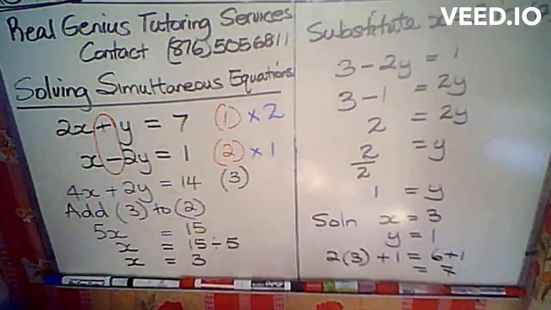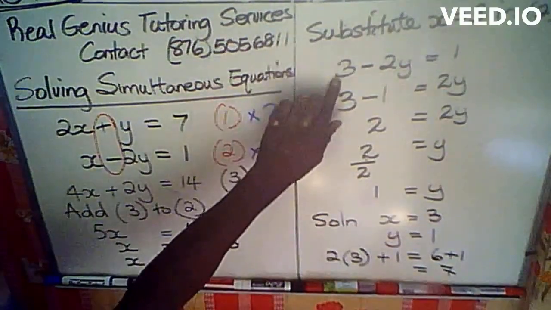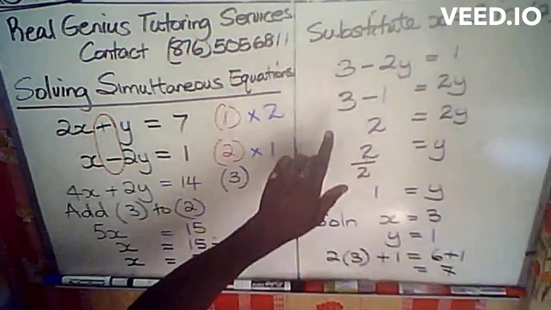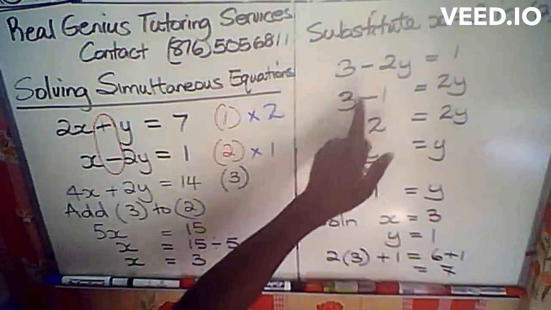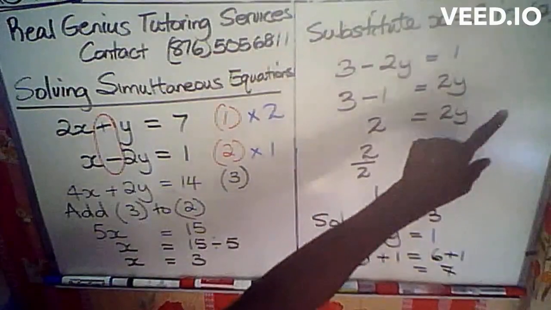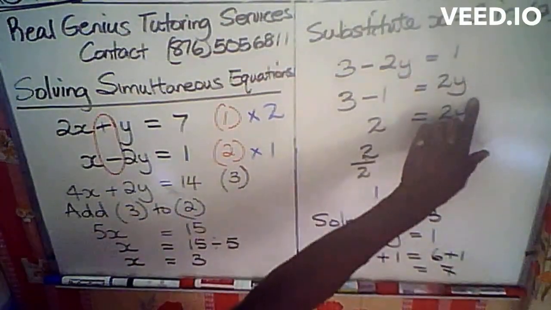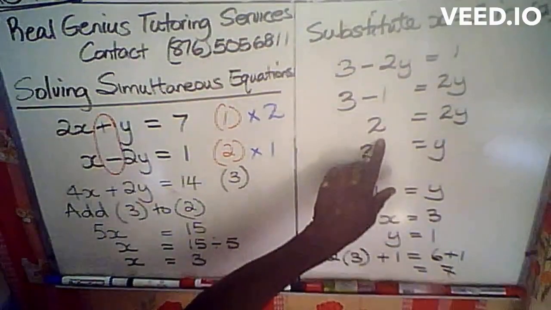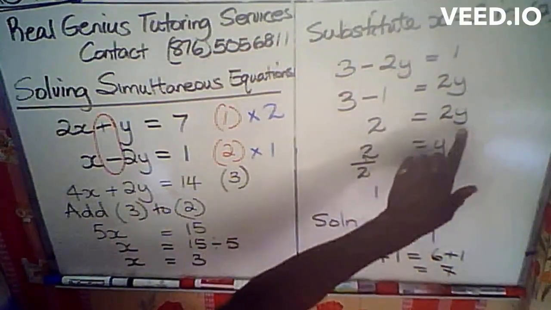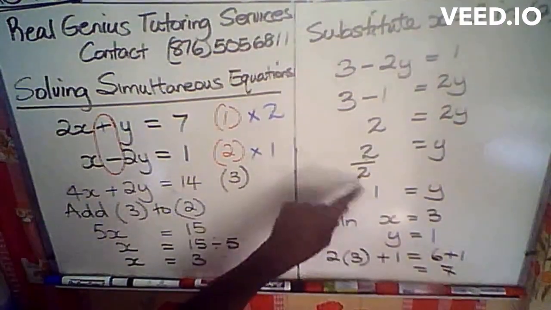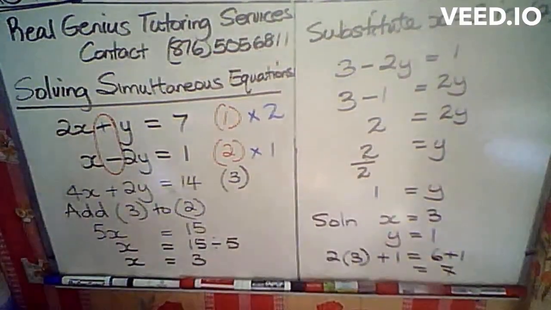So when I substitute x equals 3, I get 3 minus 2y equals 1. Take over the 1 to the left-hand side, and the negative 2y to the right-hand side. I get 3 minus 1 is equal to 2y. 3 minus 1 equals 2, which is 2 equals 2y. And so y is equal to 2 divided by 2, which gives me 1. And so that's my answer.